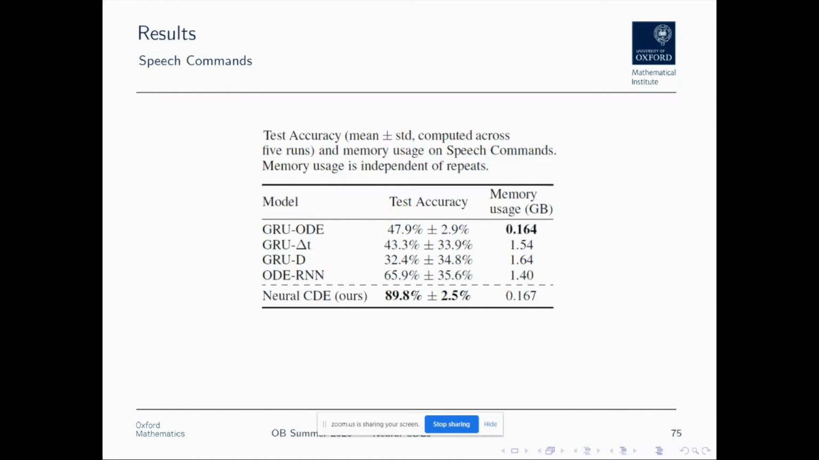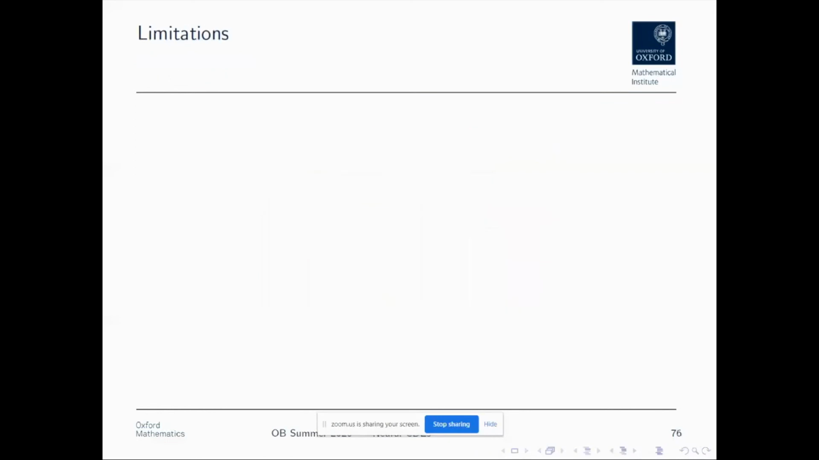So in a regularly sampled problem, I think maybe if you do things right, then several approaches can be made to work well. Okay, now let's be fair to the neural CDE. What are some of its limitations? What doesn't it do quite so well?